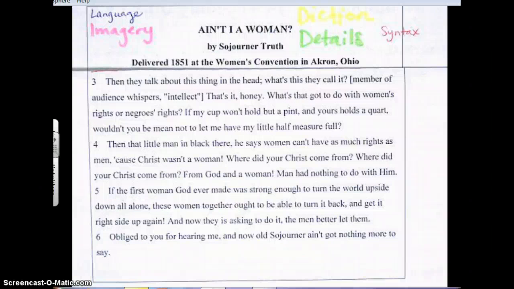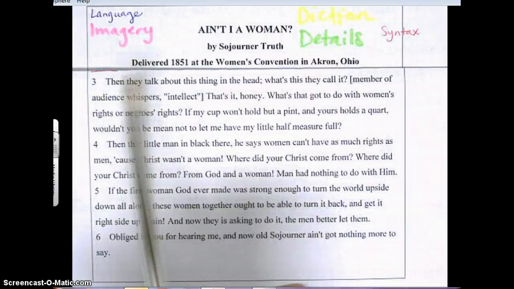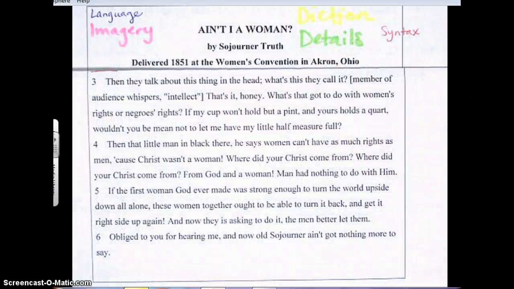Okay, I paused there to make sure I had the rest of the speech on the screen for you and left the key up at the top. So ready for paragraph 3.